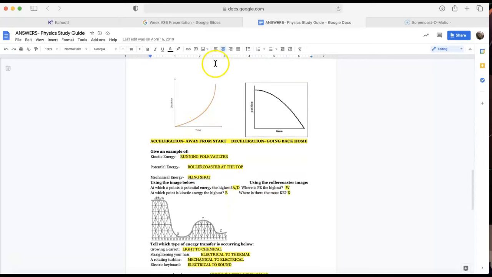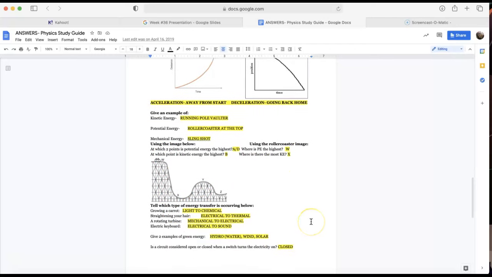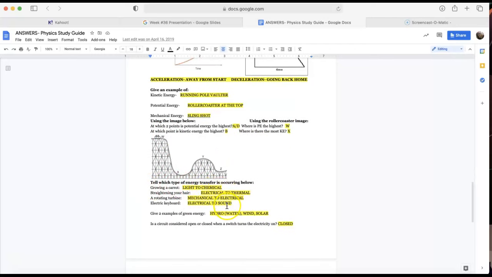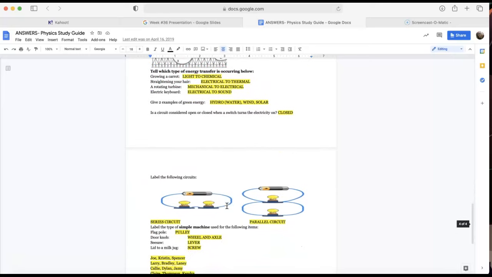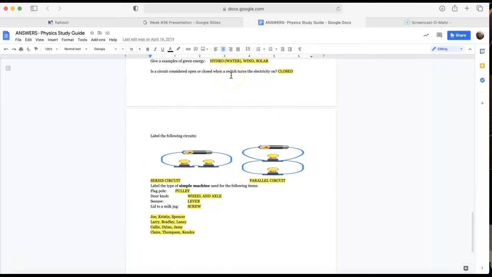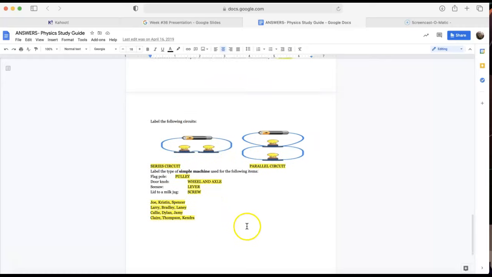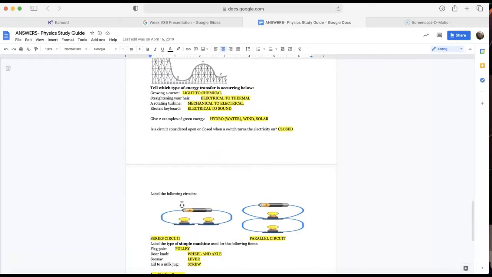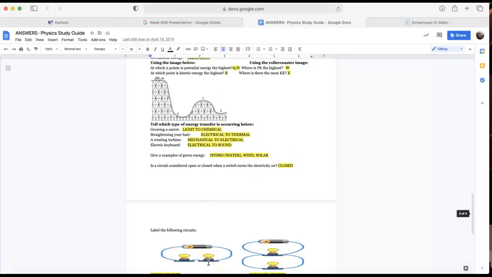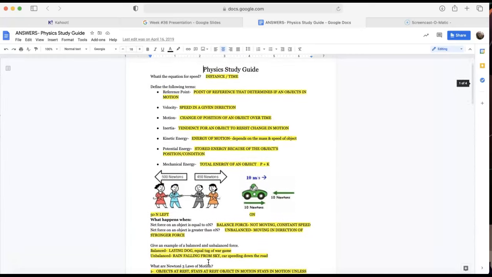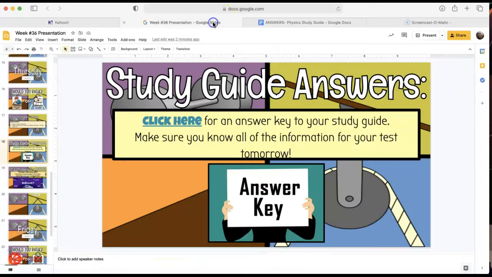We have our acceleration and our deceleration. And then more stuff on energy, specifically with a roller coaster. You know, the higher you are, the more potential you have, and at the fastest spot, you'll see the most kinetic. We have some energy transfers down here, and then we talk about our circuits, series, parallel, and then we give examples of our different simple machines. Okay, so make sure you are familiar with all the answers on your study guide.